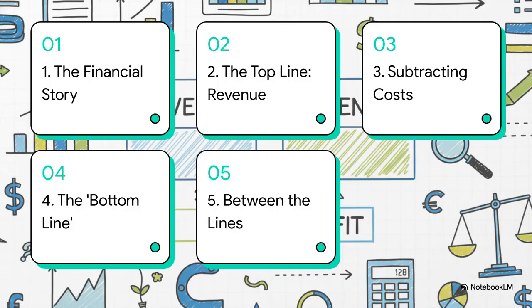So here's how we're going to break it all down. First, we'll look at the big picture. Then we'll start at the very top, the total sales, and follow the money all the way down, subtracting costs until we hit that famous bottom line. And stick around for the end, because I'm going to show you a trick that analysts use to really see what's going on inside a company's strategy.